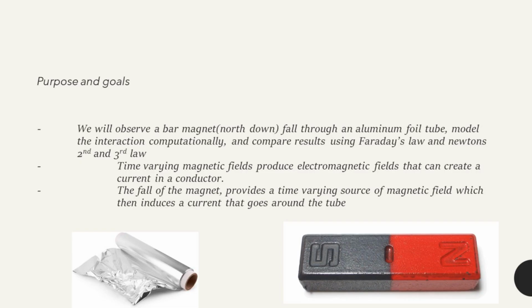In this lab, we will be dropping a bar magnet with the north end facing down, which then falls through an aluminum foil tube. We will model the interactions computationally and compare the results using Faraday's Law and Newton's second and third law, which state time-varying magnetic fields produce electromagnetic fields that can create a current in the conductor, in this case the aluminum foil, and the fall of the magnet provides a time-varying source of magnetic field which then induces a current that goes around the tube.